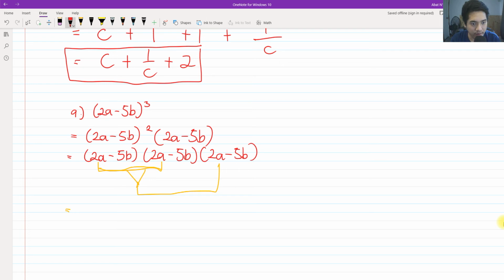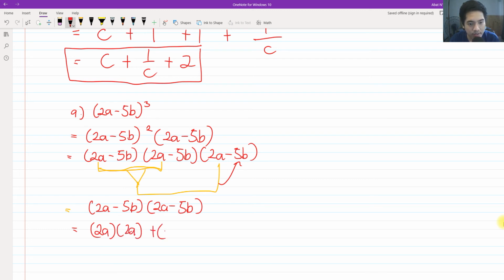So first, we are going to multiply 2a minus 5b by 2a minus 5b for itself. And then we're going to multiply the product here to its own self again. So we have 2a times 2a, that's the first. Outer is 2a times negative 5b. The inner is negative 5b times 2a. And the last would be negative 5b times negative 5b.